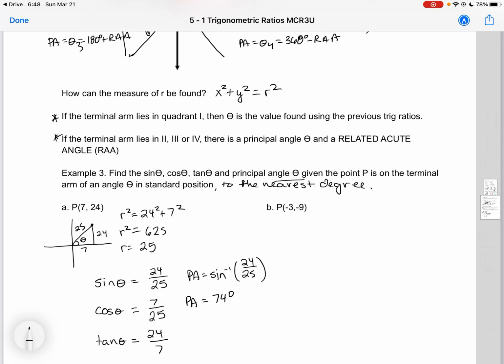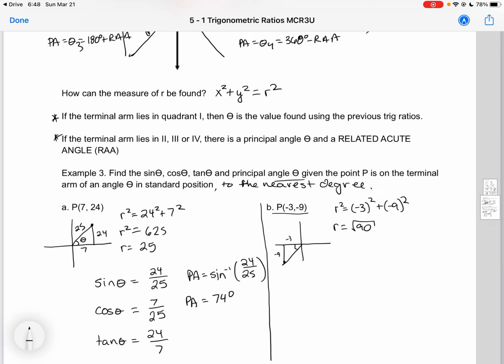Okay. So now let's look at another example where our terminal arm doesn't lie in quadrant 1. So here I'm going to look at the point -3, -9. So here I am all the way over in quadrant 3. I'm looking for my R value, so I'm going to use the Pythagorean theorem. So R squared is -3 squared plus -9 squared, which is going to give me R equals the square root of 90.